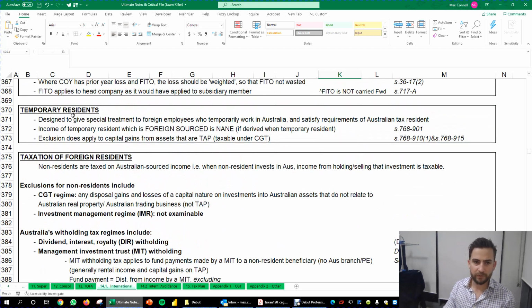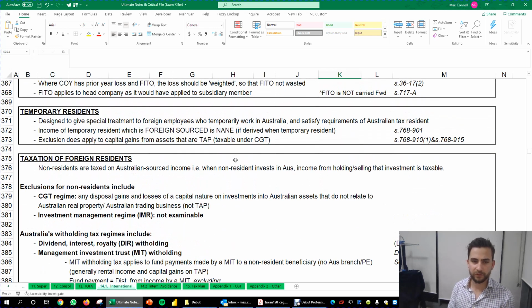Okay, what about temporary residents? So designed to give special treatment to foreign employees who temporarily work in Australia. Income of a temporary resident that is foreign sourced is non-assessable, non-exempt if derived when a temporary resident. Exclusion does not apply to capital gains that are taxable Australian property.